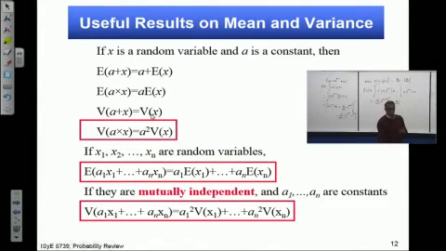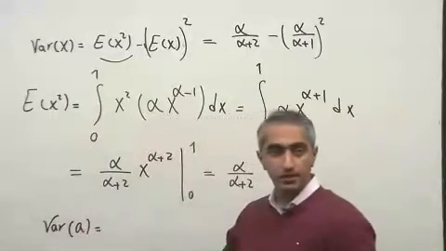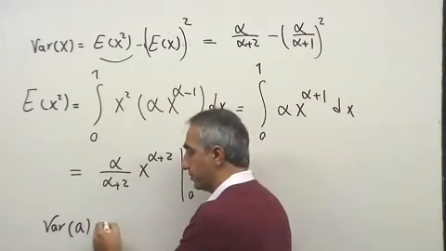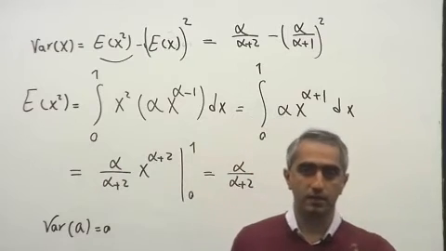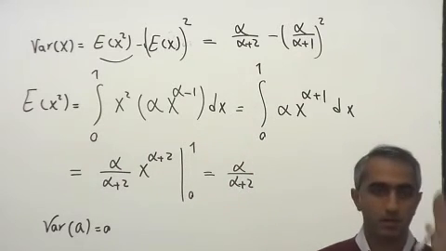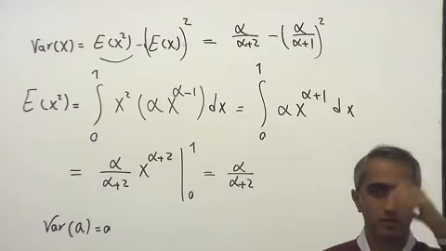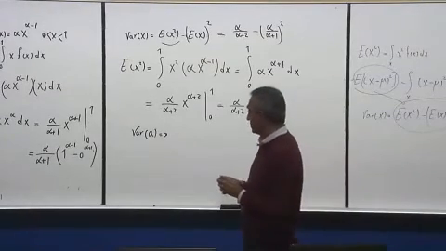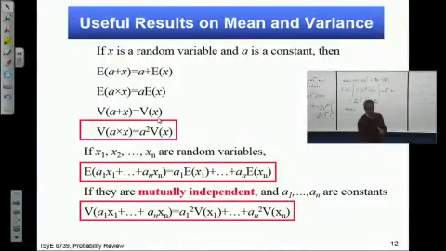For the variance, it is interesting. If you have a constant, this a is not a random variable. It's a constant. It's deterministic. So you know the variance of a deterministic variable is 0. If the variable is deterministic, it doesn't change, so it doesn't have any variance. Therefore, the variance of a plus x is just the variance of x.